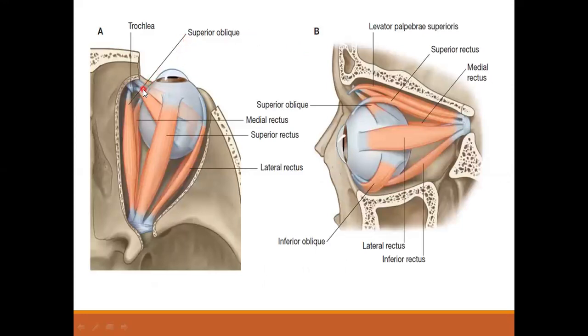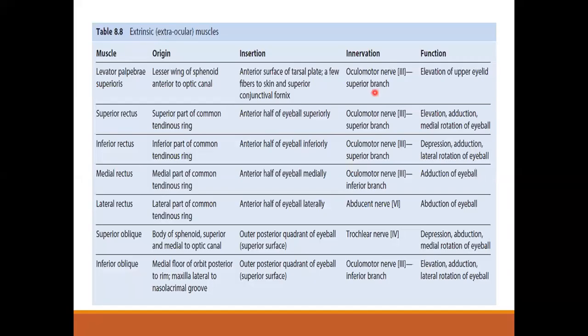There is the superior oblique. This is the superior oblique muscle. And this is the inferior oblique muscle. This is the superior rectus, this is the lateral rectus, and this is the medial rectus muscle. This one is the levator palpebrae superioris muscle. These are the origin, insertion, innervation, and function of the muscles of the eyeball.